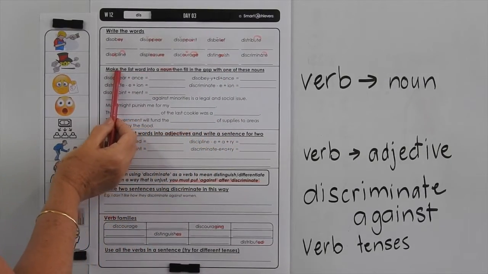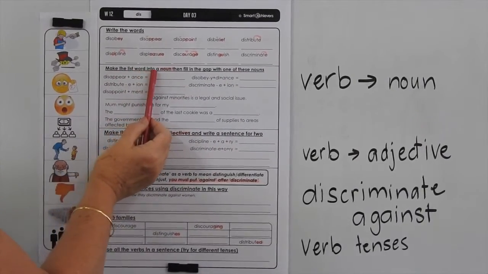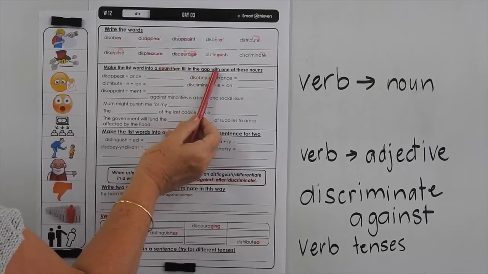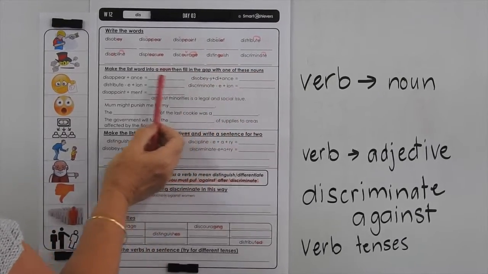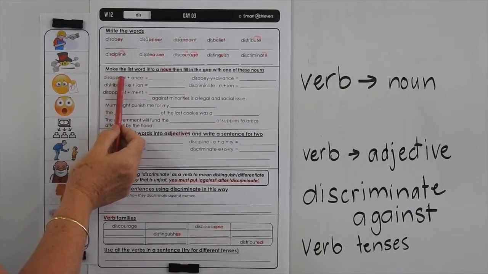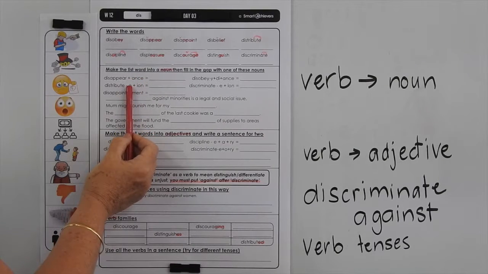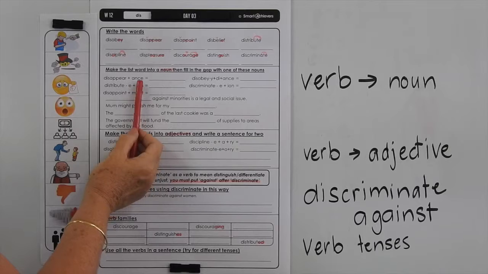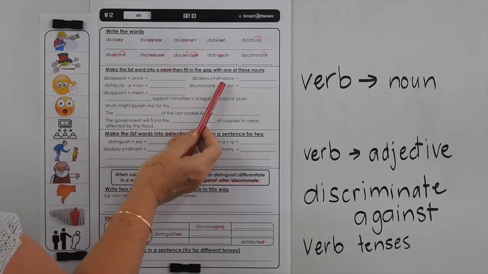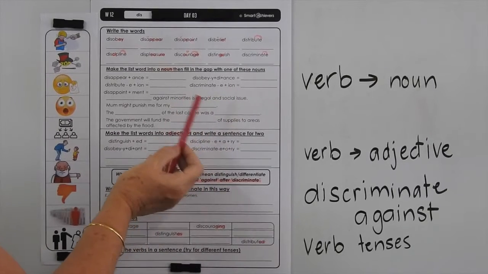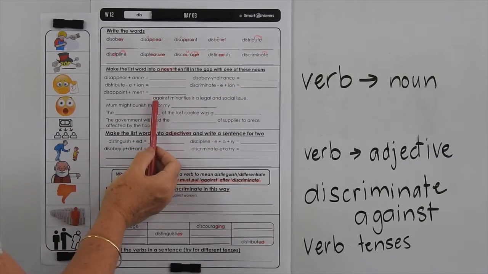Now let's go down and see what you have to do today. Make the list word into a noun, then fill in the gap with one of these nouns. So we're going from a verb to a noun. So do take note of this. It might even be worthwhile you going through and highlighting the endings here, because you know that that's going to help you form a noun in your writing in sentences in the future.